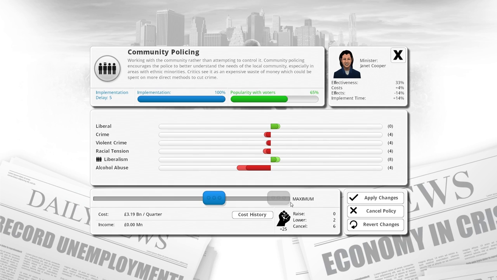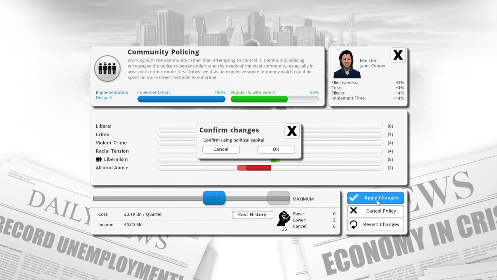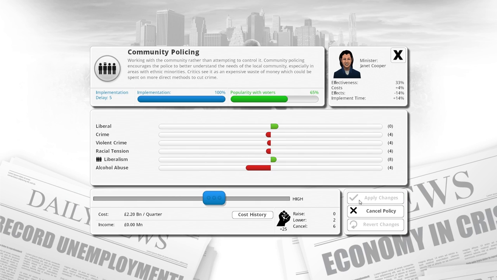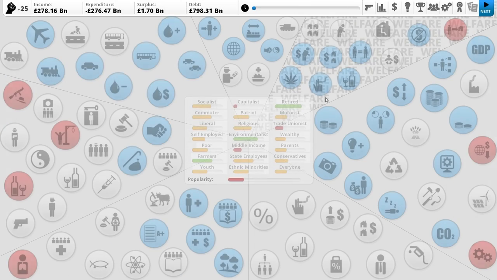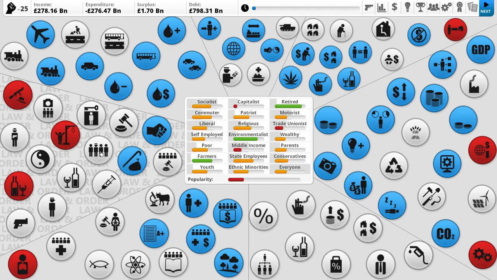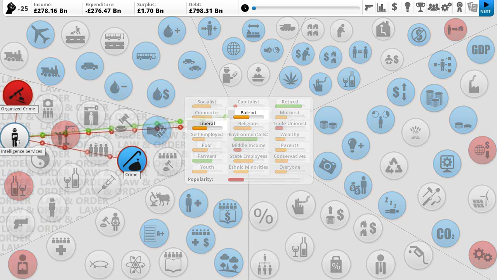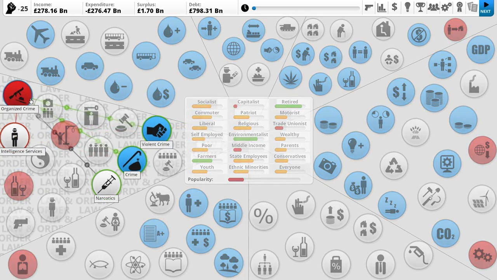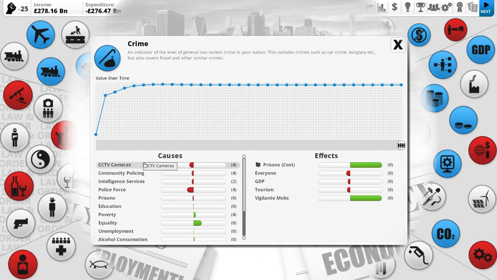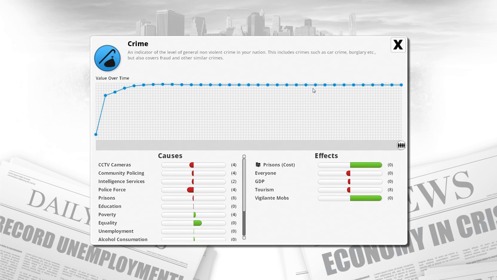Let's see. That's good. Remember, I'm not a pro at this game, but actually, how much raising? Oh, raising costs zero political capital. Just more money. Okay, we'll apply that. So we got community policing. Crime. Which one's a crime? Is this it? Intelligence services, organized crime. This is crime here, which is pretty much maximum.